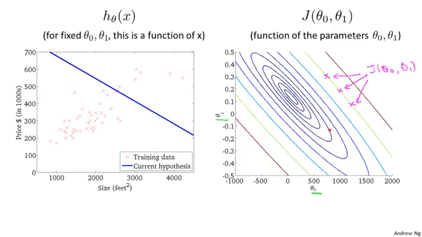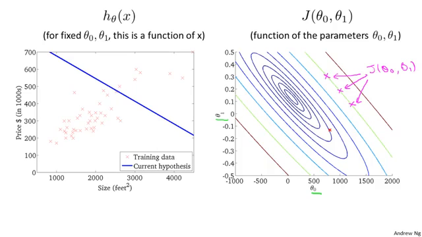And imagine a bow shape that sort of grows out of my screen like this, so that each of these ellipses has the same height above my screen, and the minimum of the bow, right, is right down there. And so the contour figure is maybe a more convenient way to visualize my function J. So let's look at some examples.